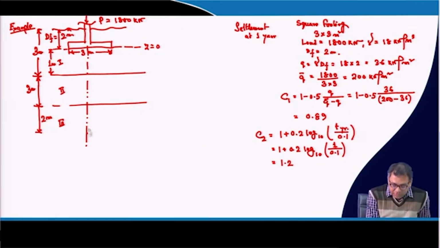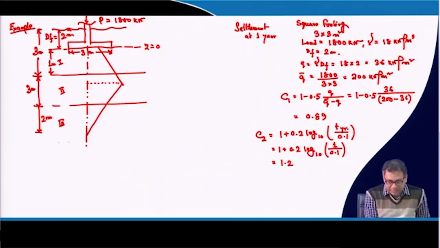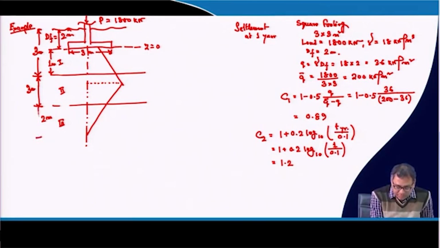Now I have to draw the influence line, and that is for B by 2, where B is 3 meter. So, at 1.5 meter, this value will be more. So, it will start like this and then end like this, and this is your 2 meter basically. Up to this point it is 2 meter.